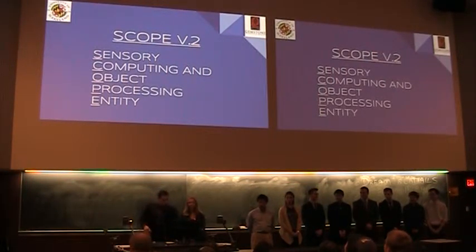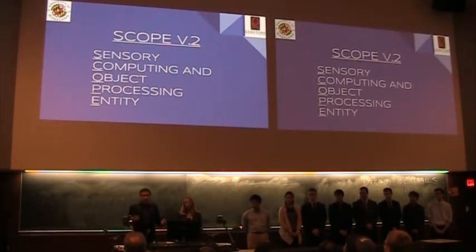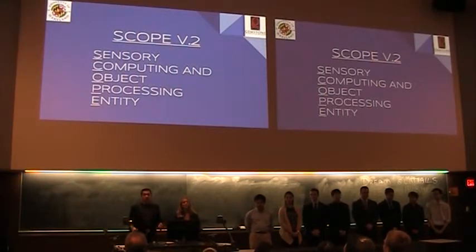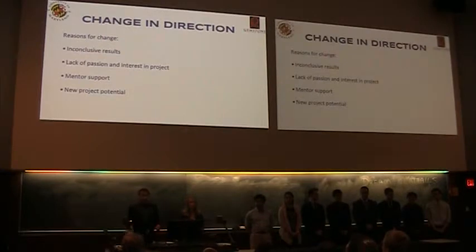Yeah. Okay. So Scope version 2, or the project we are currently working on, is a sensory computing and object processing entity. So why did we change our project? First and foremost, as Kelsey mentioned, we had inconclusive data. There were a lot of variables outside of our control. There weren't a lot of paths we could take moving forward that we saw in the data, and we really didn't know how to make it that much better to be able to get conclusive results.